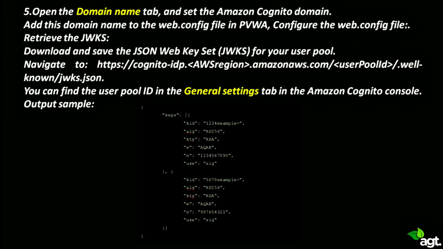Next, retrieve the JWKS: download and save the JSON Web Key Set, the JWKS, for your user pool, and navigate to https://cognito-idp.<AWS region>.amazonaws.com/<your user pool ID>/.well-known/jwks.json. You can find the user pool ID in the General settings tab in the Amazon Cognito console, and the output sample will be here. This is a sample model.